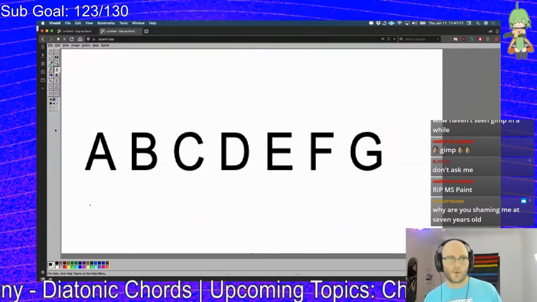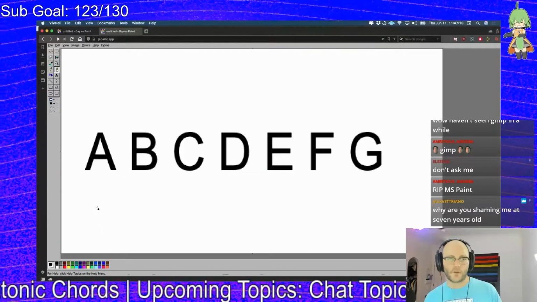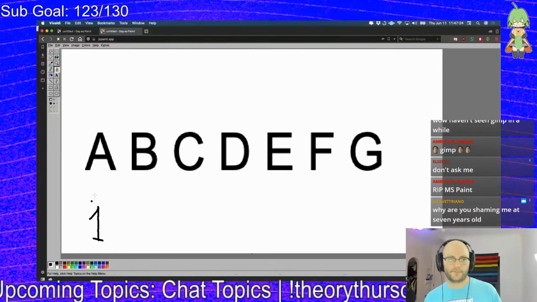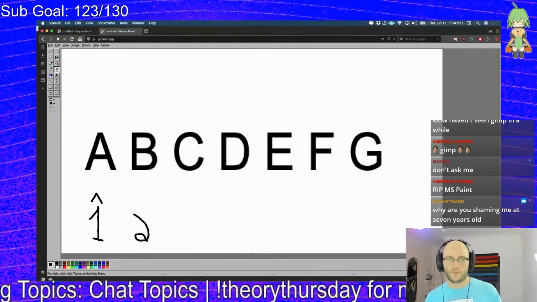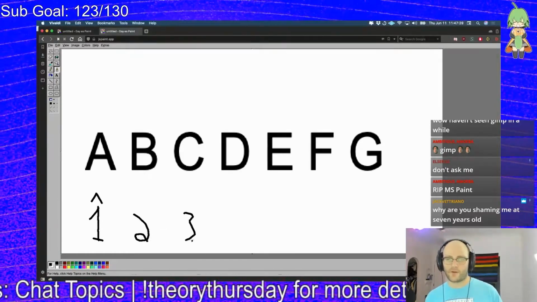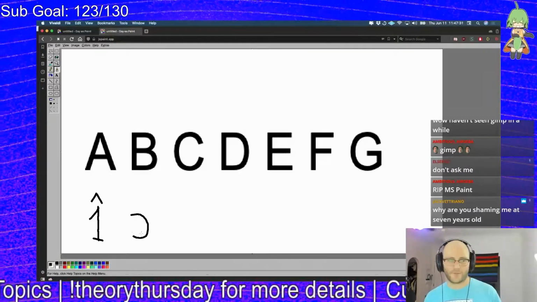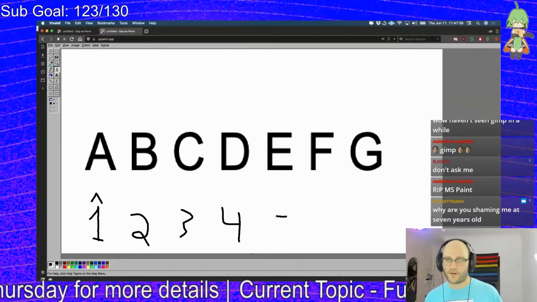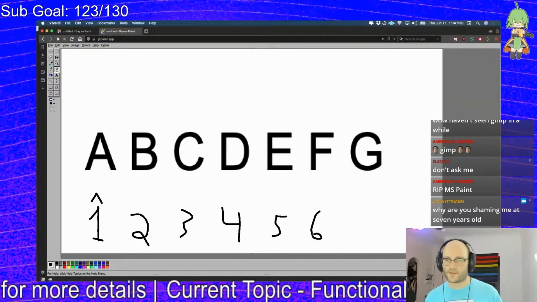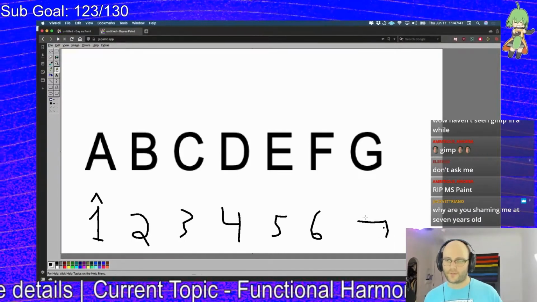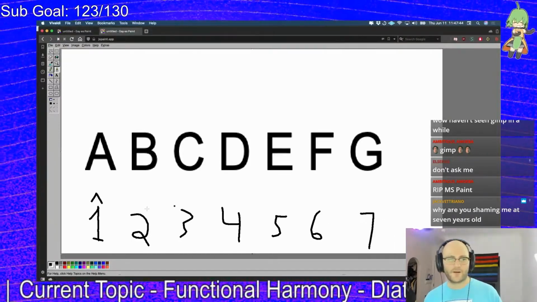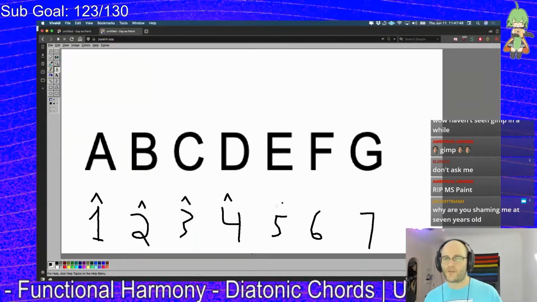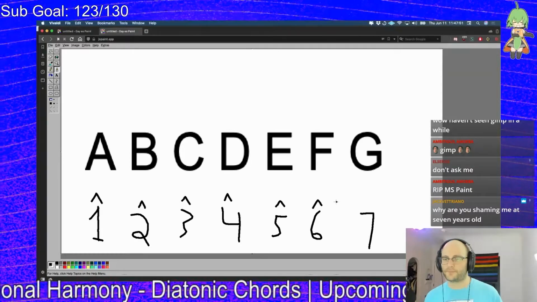So at the very bottom, we're going to have 1 with a little caret, 2 with a little caret. I'm just going to do them all on their own. I could have it much better too. 3, 4, 5, 6, and 7. Whoops, that's a bad 7. Much better. Give them all their little carets. And then we just have to reference our previous chart.